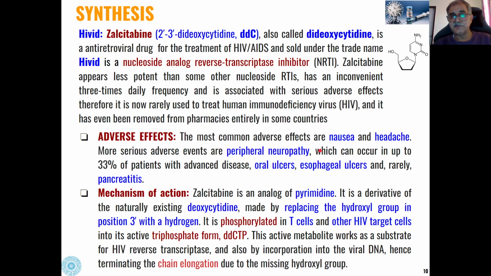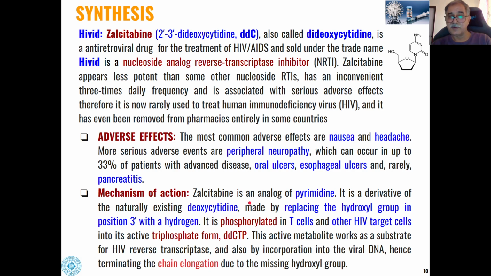The adverse effects of this are nausea and headache, like the other nucleoside analogs we have seen. Then more serious adverse effects are peripheral neuropathy, which can take place in one third of the patients with advanced disease, then oral ulcers may be there, esophageal ulcers may also be there, and rarely we can have pancreatitis in some of the patients. Mechanism of action is the same as we have seen in the case of other nucleoside analogs.